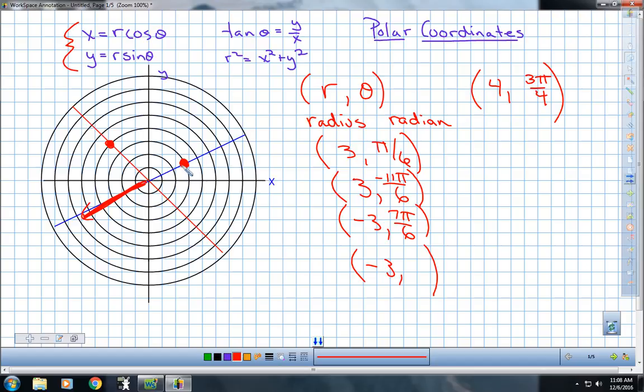Right, that kind of makes sense, because basically we're saying go to the terminal side, whatever it is. In this case, it was 7 pi over 6, which puts me here. If r is 4, I would just go out 4 units on that terminal side. But in this case it's negative 3, which means on this terminal side, I'm going to go in the opposite direction.